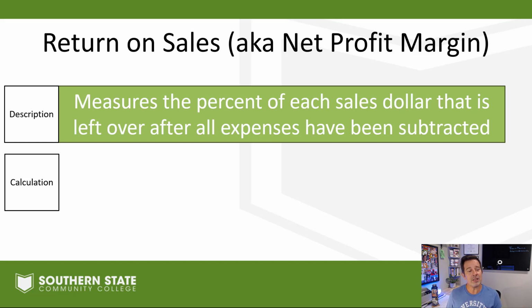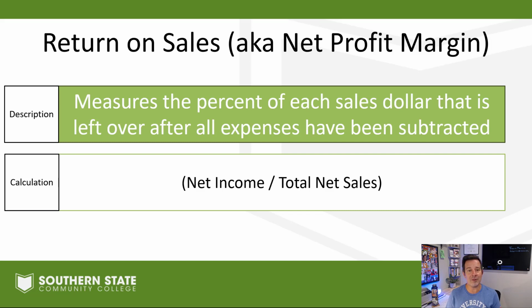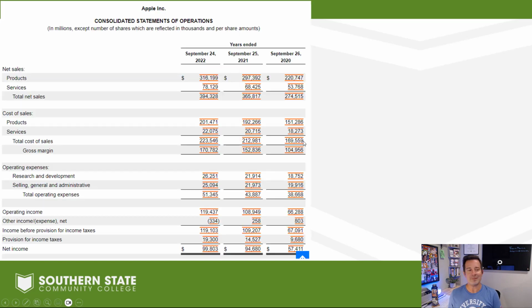A really simple calculation. Net income divided by net sales. We're taking the bottom line of the income statement, we're dividing it by the top line. And then, well, wait a second, didn't we do that already when we did vertical analysis? Yeah, we did. But now we put a name to it, so it's totally new and improved. Return on sales, aka net profit margin. We're taking the net income, bottom line of the income statement, dividing it by the top line revenue, total sales.